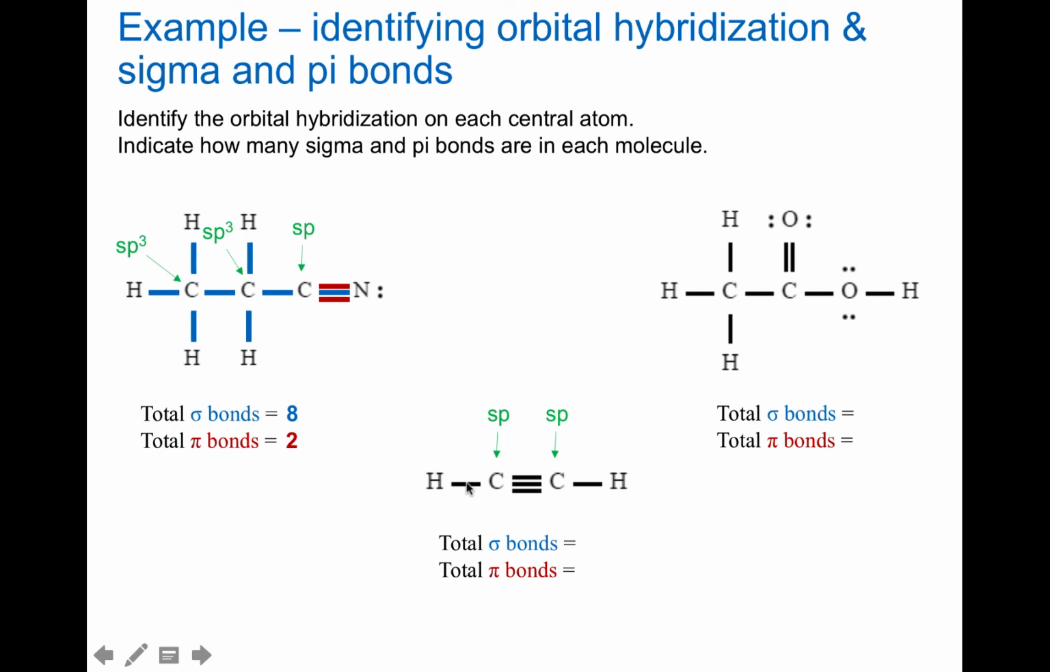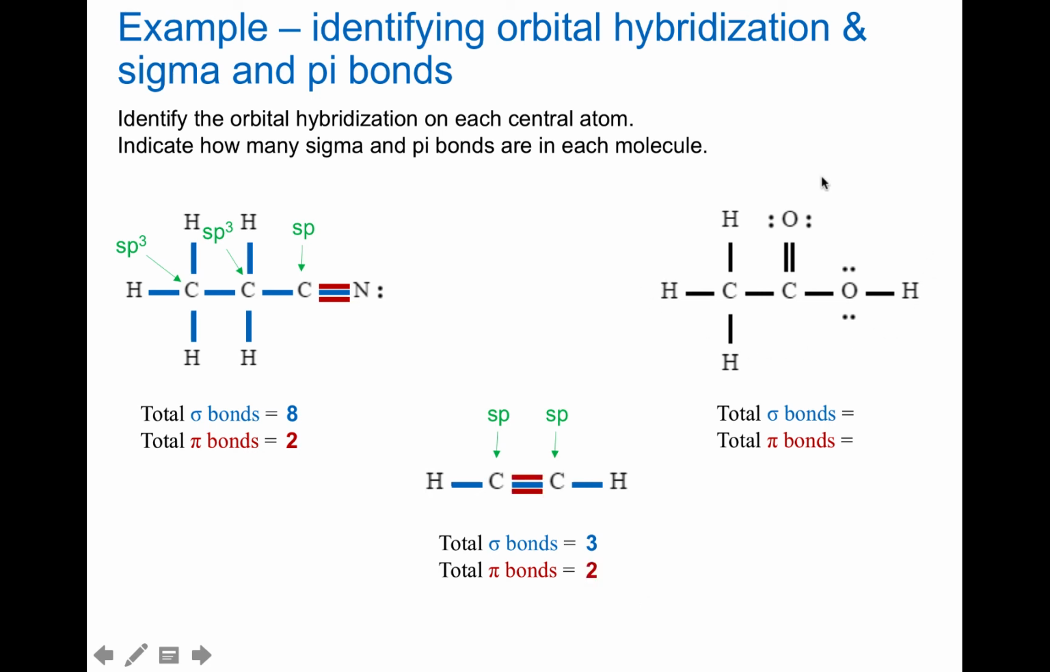In this molecule right here, we have 2 regions of electrons, so it's sp hybridization. This carbon right here is identical, so it's also sp hybridization. And then we need to count up our sigma and pi bonds. Each of these single bonds counts as a sigma, and then one of the bonds in the triple bond is a sigma. So we have a total of 3 sigma bonds, and the other 2 bonds in the triple bond are pi bonds, side-to-side overlap.